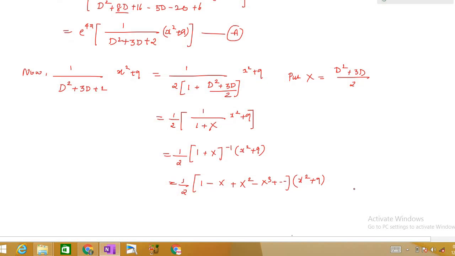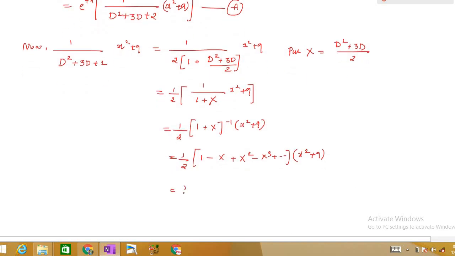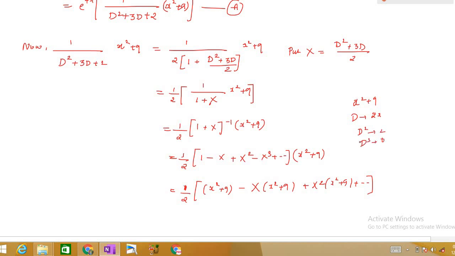And if you multiply D inside, we will have 1 by 2, so this will be x square plus 9 minus D of x square plus 9 plus D square of x square plus 9 and so on. Now here you can see our RHS is x square plus 9. The first derivative will be 2x plus 0, the second derivative will be 2, and the third derivative will be 0. So we don't need to find D cube and other terms. We can stop only at D square.